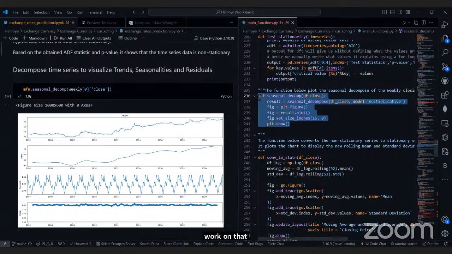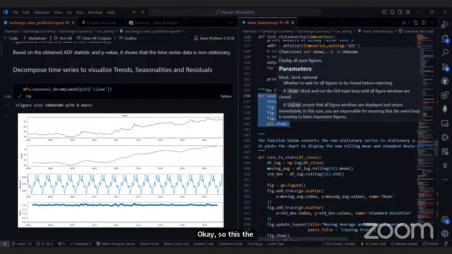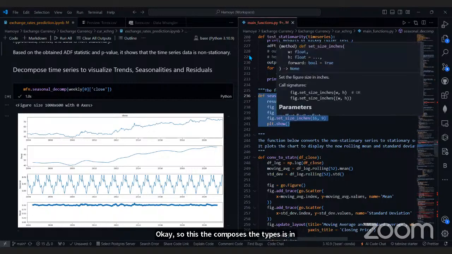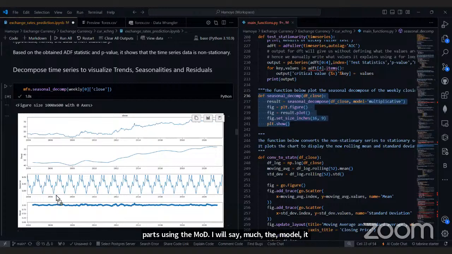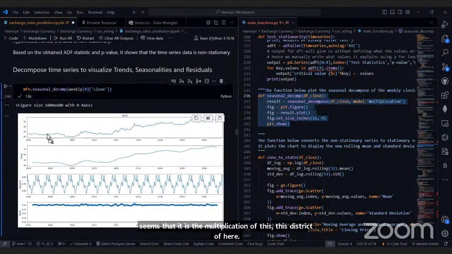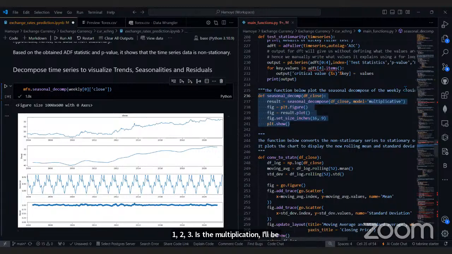It takes in the closing values, and we are using a multiplicative model here. You can always change it to see which one works better. This decomposes the time series into component parts using a multiplicative model. A multiplicative model assumes that it is the multiplication of these three components, 1, 2, 3, that results in this series.